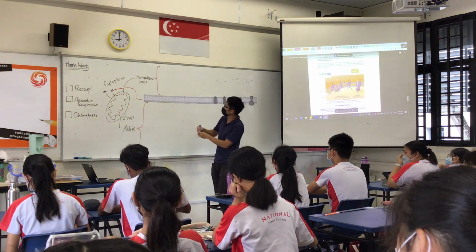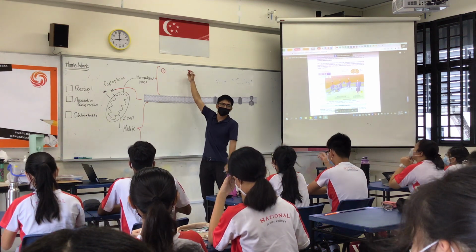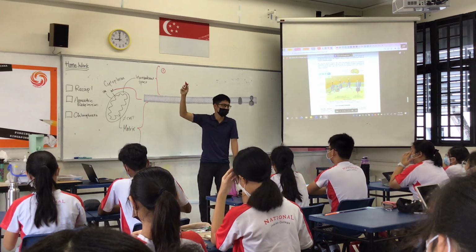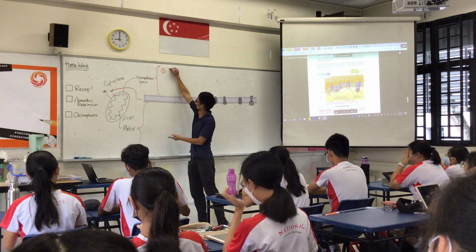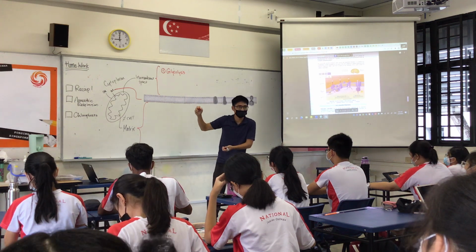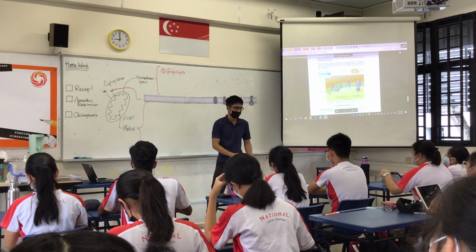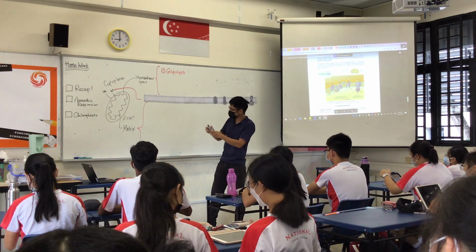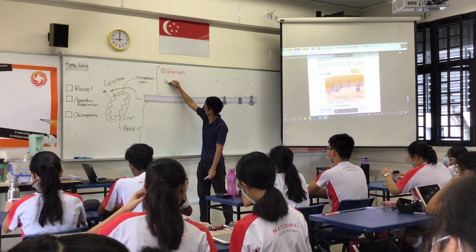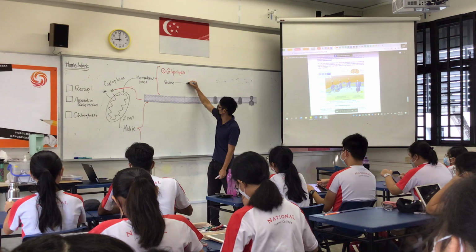Now let's go through all the stages of cellular respiration. Step 1 is called glycolysis. If I were to break down the word, it's called glycolysis because glyco means sugar. Lysis means to break. So glycolysis. In glycolysis, these are the things that are required. We start off first with glucose. Glucose is broken down.